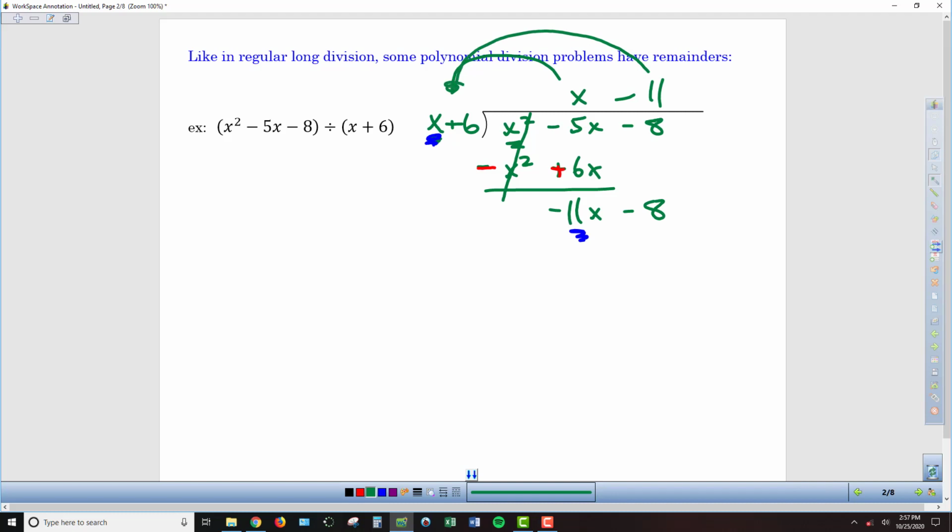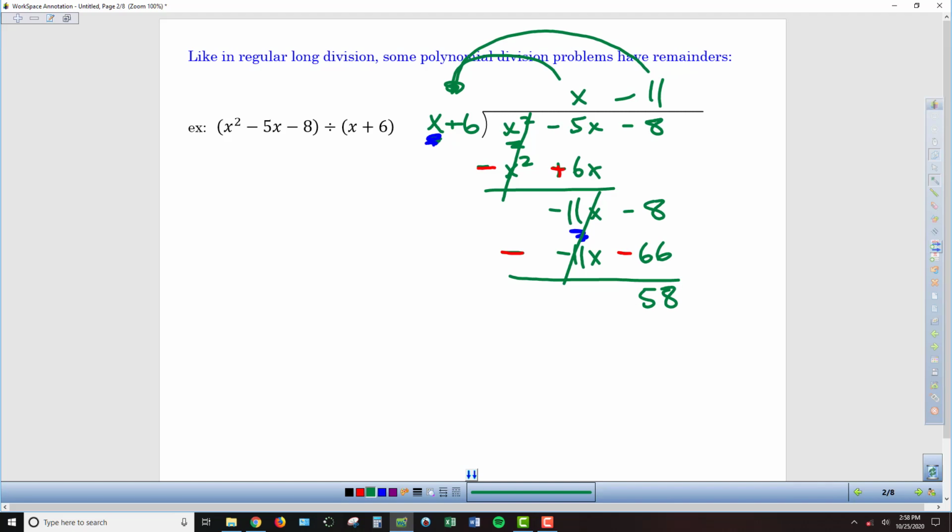And so then we multiply using a little distributive property. Negative 11 times x is indeed negative 11x. Those should always match up. And then I've got negative 11 times 6, which is negative 66. And so now I'm going to subtract one more time. We see that we're subtracting negative 11x minus negative 11x, or negative 11x plus 11x, so that cancels out. And then I've got that same idea where I'm subtracting a negative here, so negative 8 minus negative 66 becomes negative 8 plus 66, and so I'm going to get a remainder of 58.